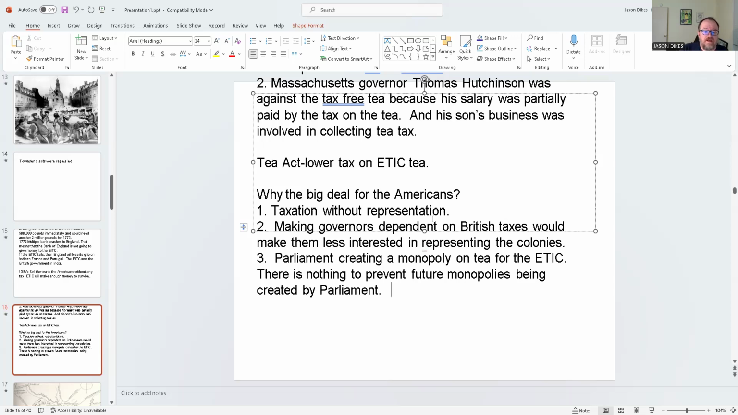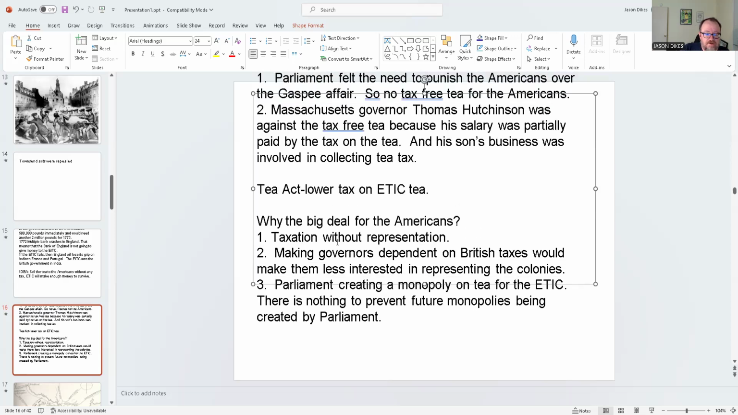Okay. So again, the Americans have good reason to be upset about this whole thing. It is taxation without representation. It is a threat to governors and their independence. And there is nothing to prevent Parliament from making another future monopoly on something else.